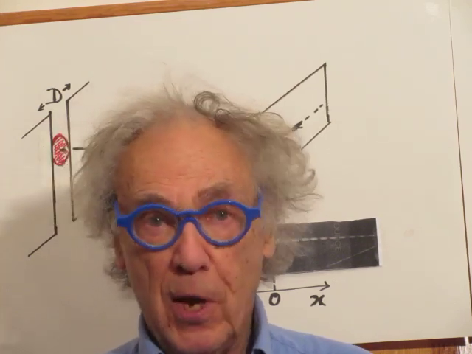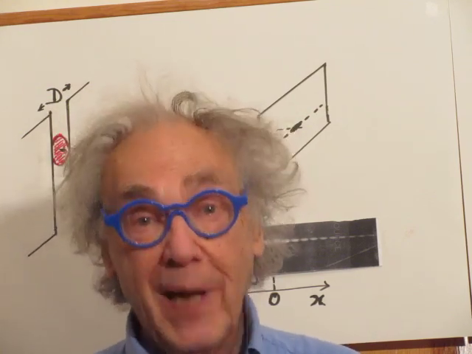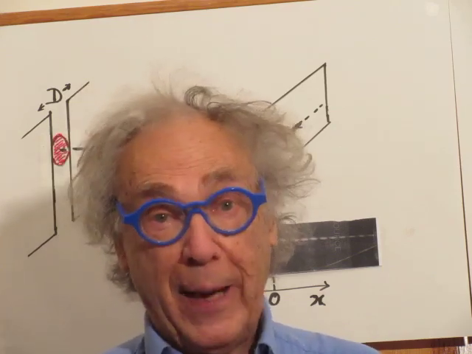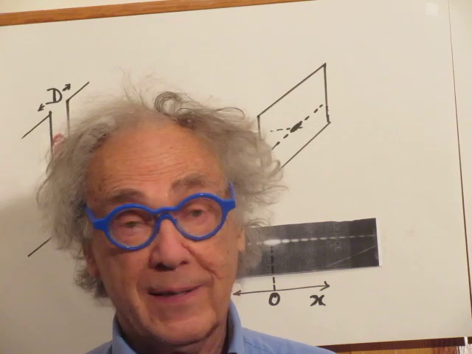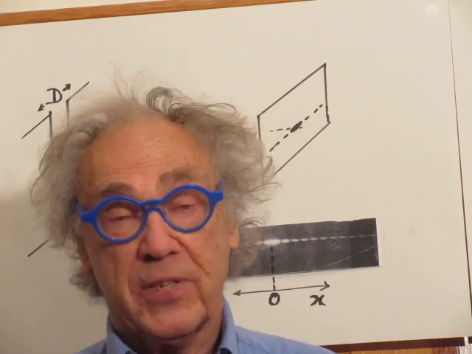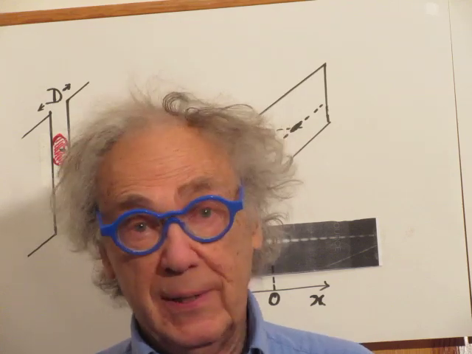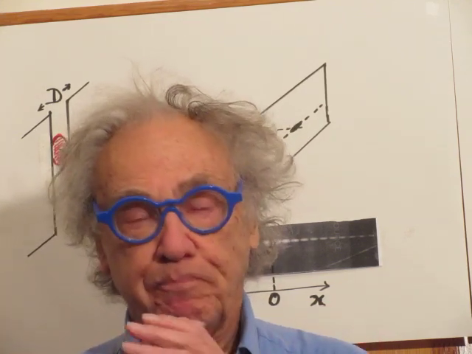But then, if you go a little bit further to the side on the wall, you will see light again. On either side of the maximum, you will see light again. And then you will see again zero light. And that repeats itself. So there are many points which have destructive interference.